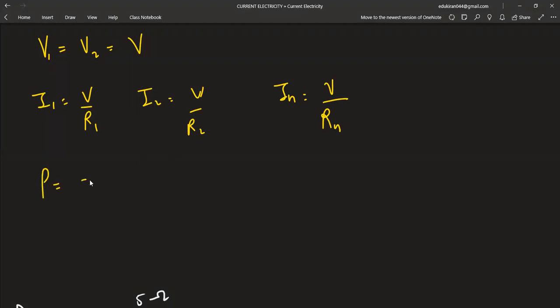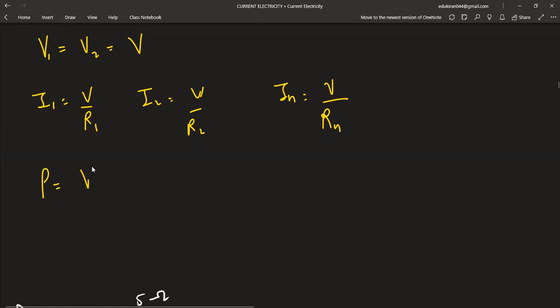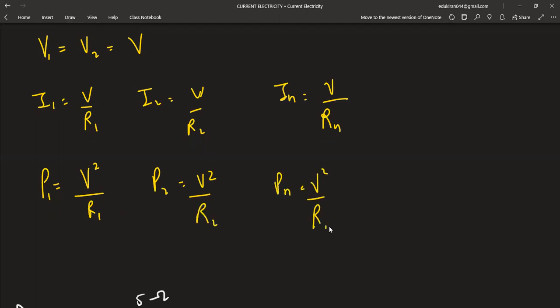And when you're calculating power, this is I1 square R1. But that's why it's better here, instead of using current, for power you use V square by R1. P1 is equal to V square by R1, P2 is equal to V square by R2. So your Pn is equal to V square by Rn.